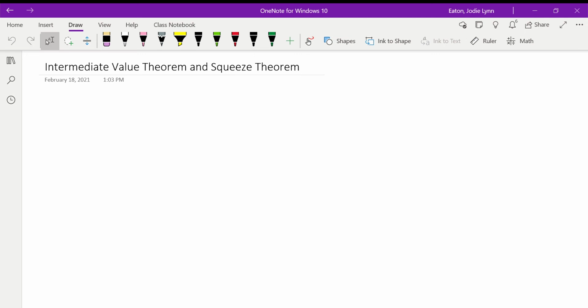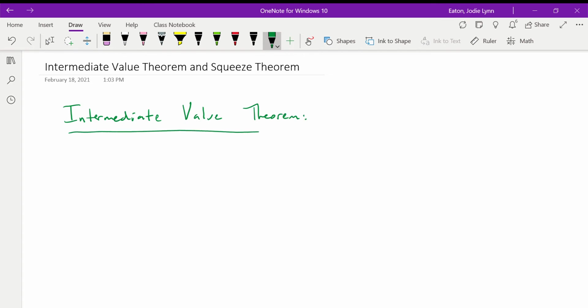Useful theorems that involve limits and continuity are the intermediate value theorem and the squeeze theorem. So let's look first at the intermediate value theorem. I'll give you the formal definition first, and then we can look at what that means.